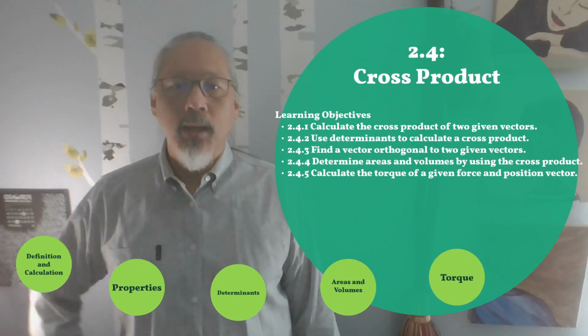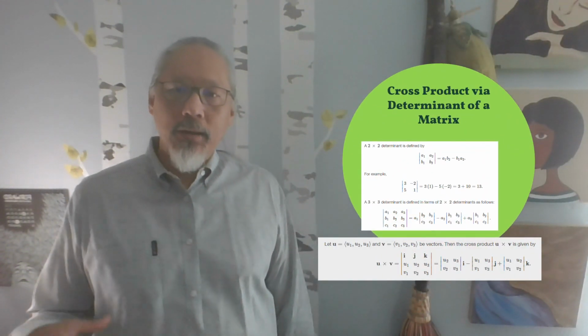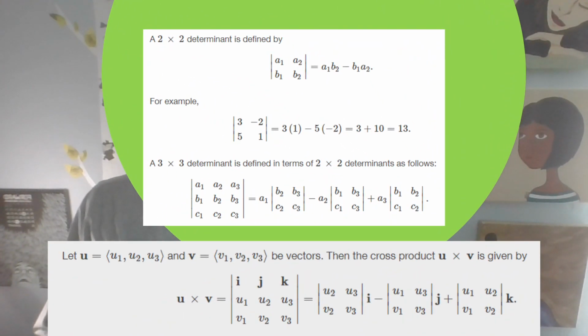Now, to try to find the cross product without having to remember that scary looking definition, we have a more systematic way of establishing the cross product. And that's going to be based on determinants of matrices.